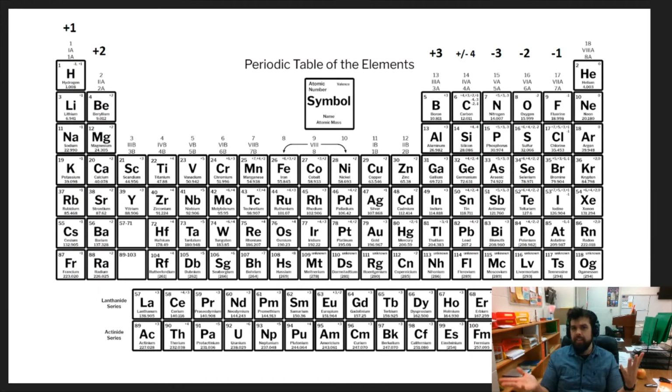just memorize it, right? But if you know this, it makes it so much easier to find formulas from names, because you can just look at what elements you've got, figure out what charges they would have, and then cross them over, just like we did before.